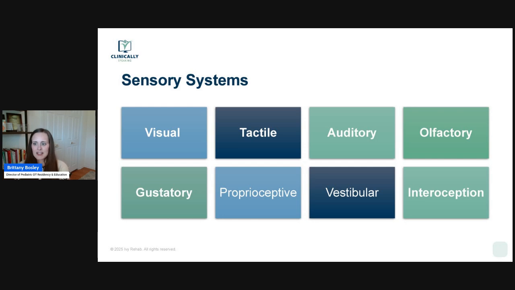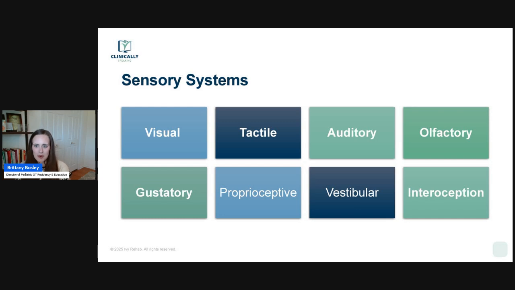The next one we're going to touch on is the tactile system, which is our sense of touch. This allows us to feel pressure, temperature, pain, and textures through our skin. It helps us interact with our environment, knowing when something's too hot or too cold, and identifying textures of an object. Tactile processing issues can lead to over-responsiveness or under-responsiveness to touch, like being overly sensitive to clothing seams or not noticing a scrape or a cut on the skin. The olfactory system is responsible for our sense of smell.